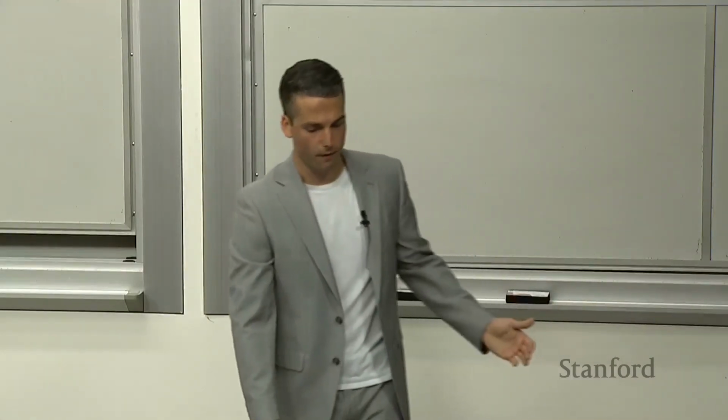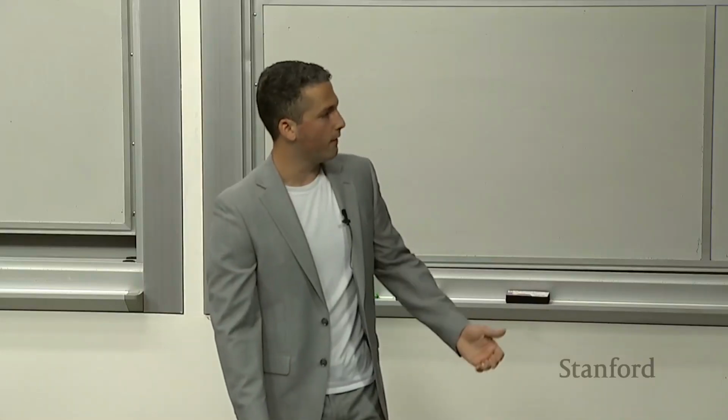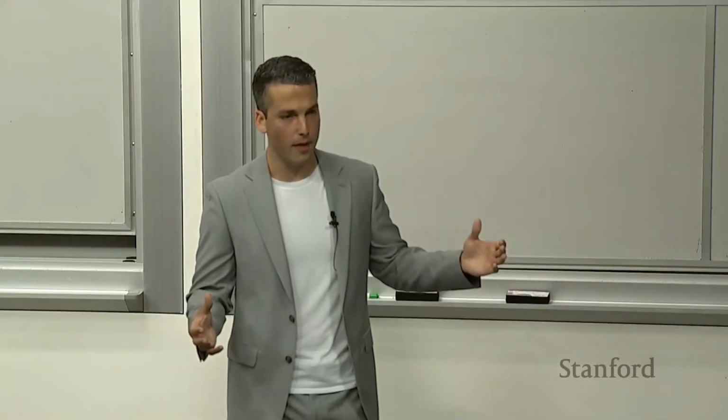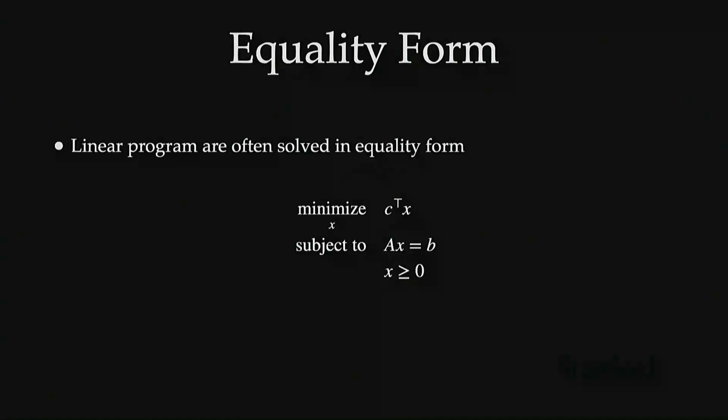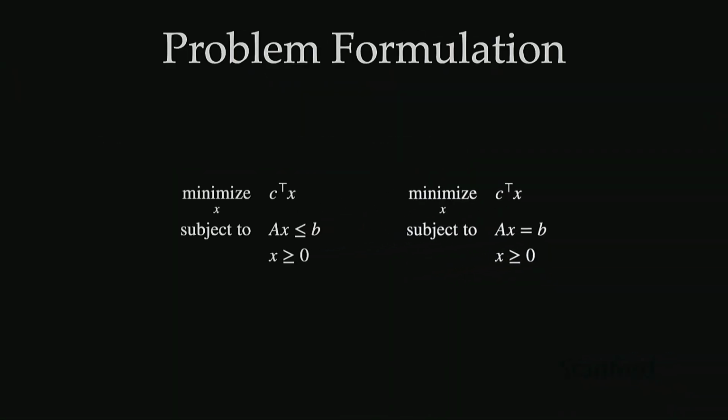Okay, so we saw standard form. Now for equality form, it's the same exact problem. We're just changing the inequality constraints into equality constraints. So what we saw before was the standard form on the left, and then the equality form is now on the right.